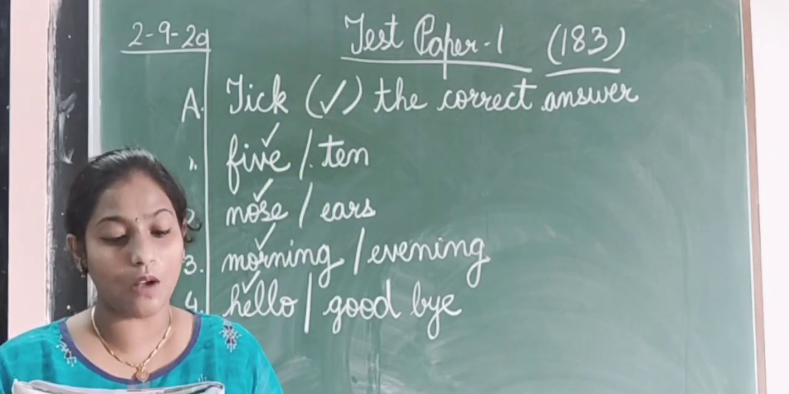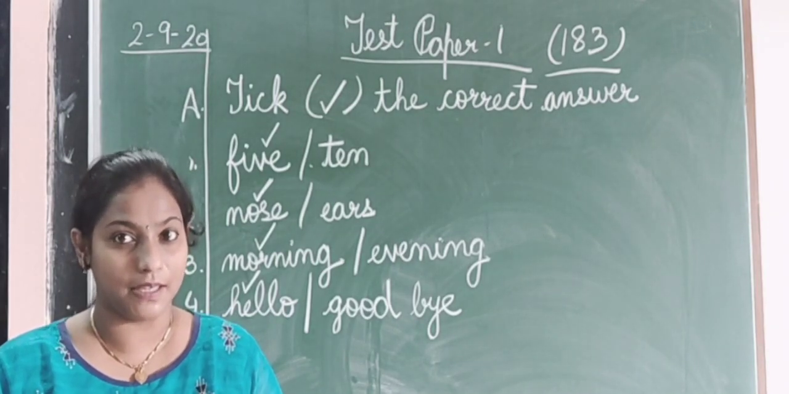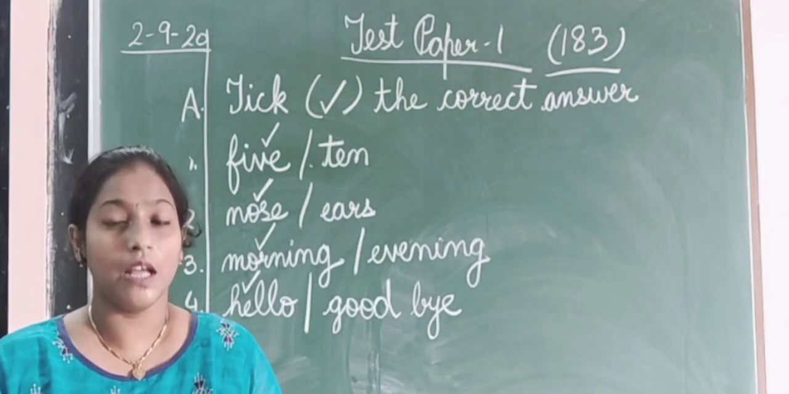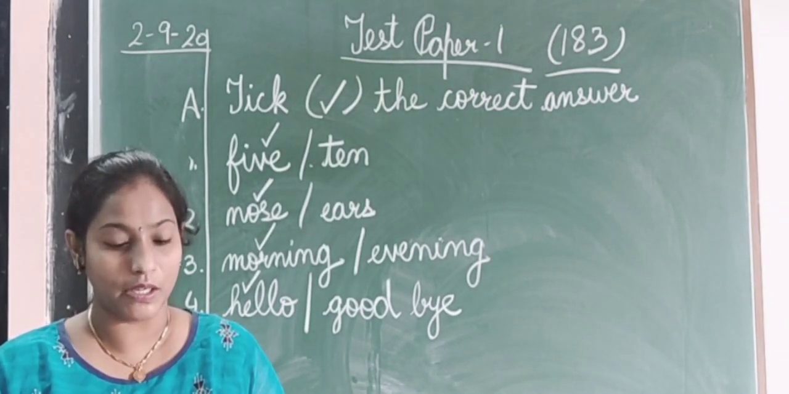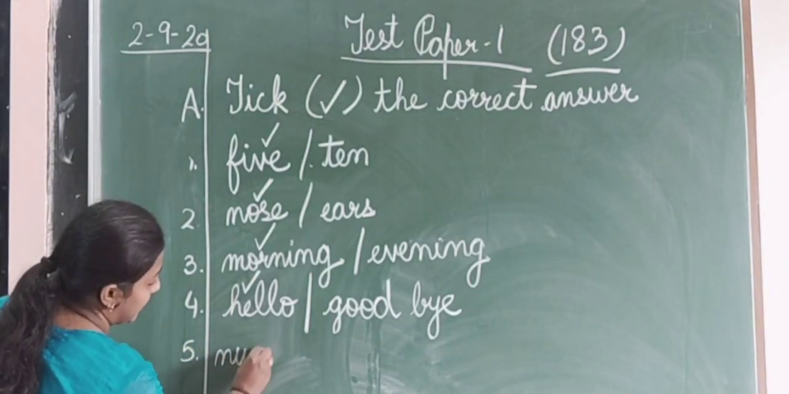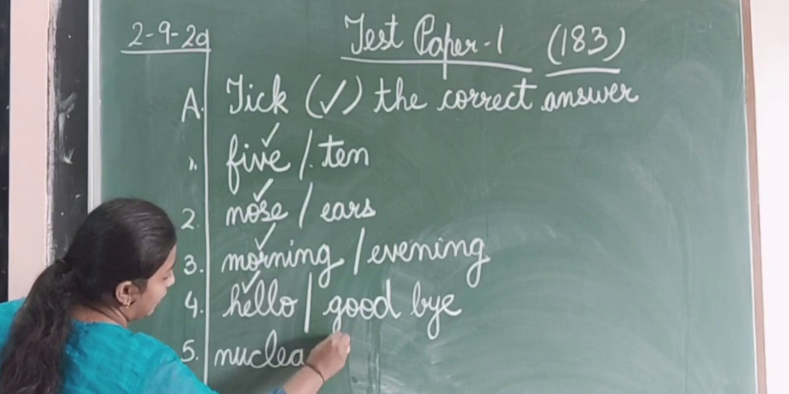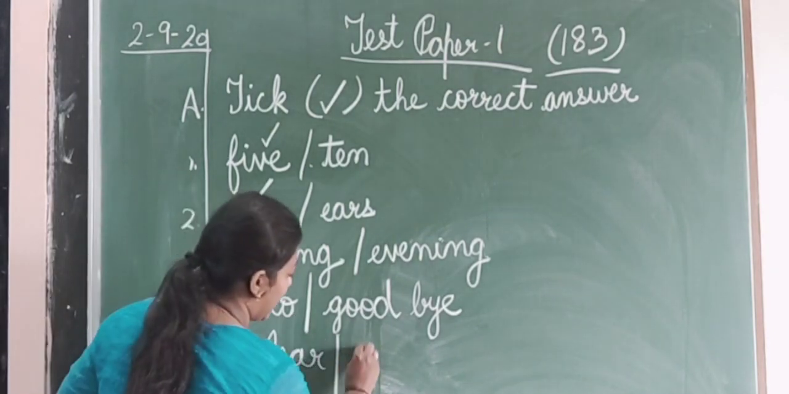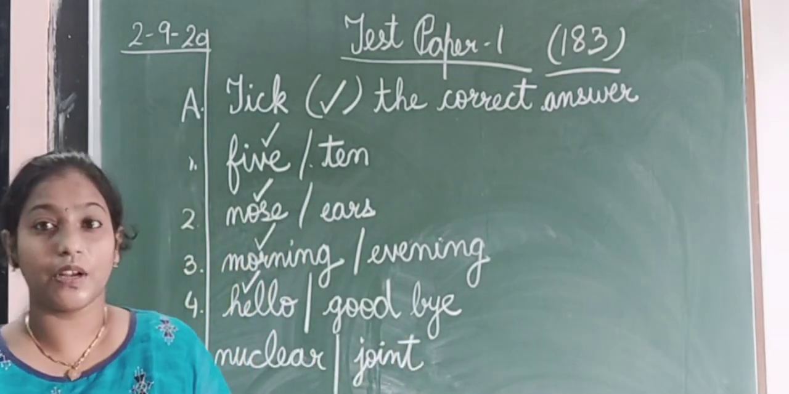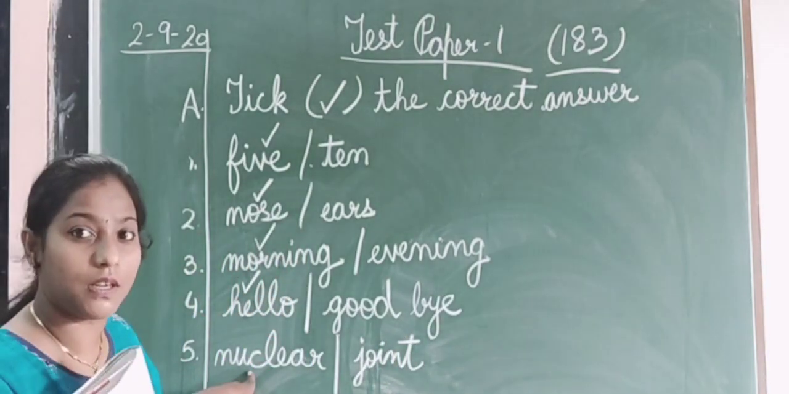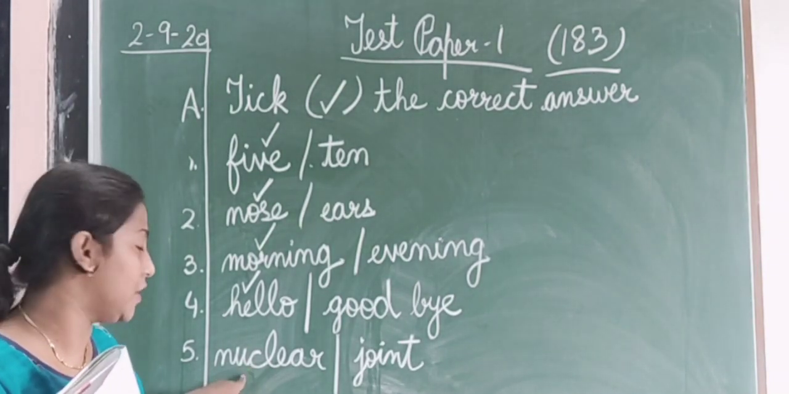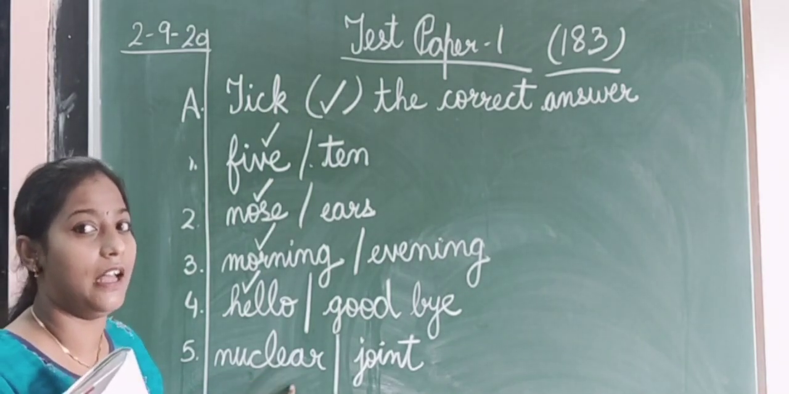फिफ्थ, अ स्मॉल फैमिली, एस एम ए डबल एल स्मॉल, एफ ए एम आई एल वाई फैमिली इज ऑल्सो कॉल्ड अ N-U-C-L-E-A-R nuclear, J-O-I-N-T joint. Nuclear. Remember this word? हमने पढ़ा था lesson number 3 I think, family lesson. So उसमें हमने पढ़ा था N-U-C-L-E-A-R nuclear.